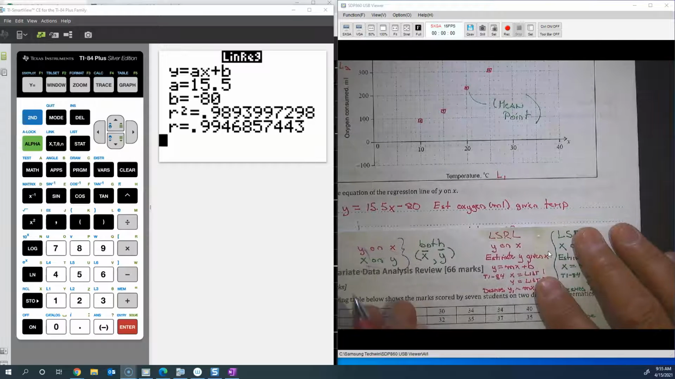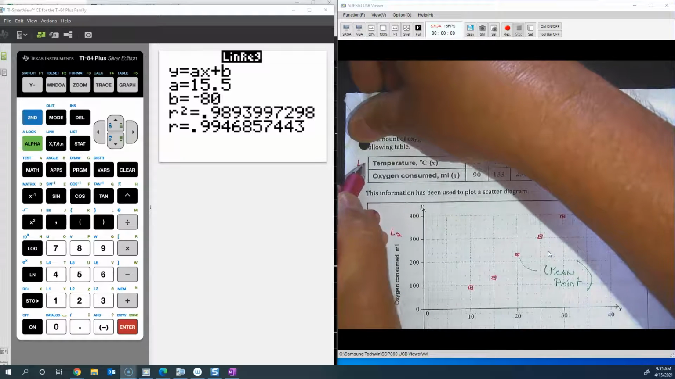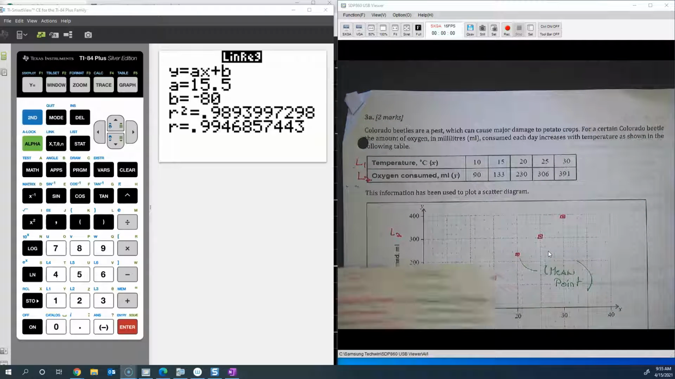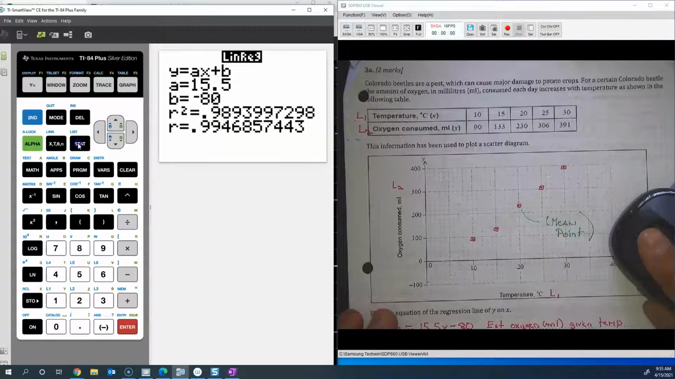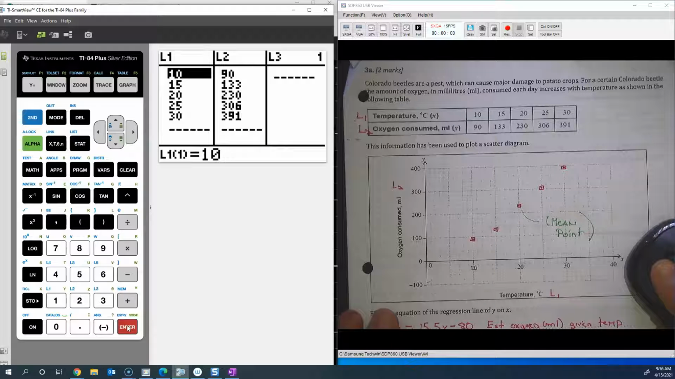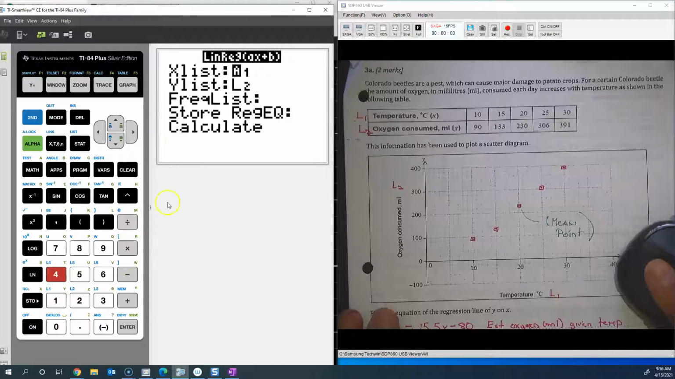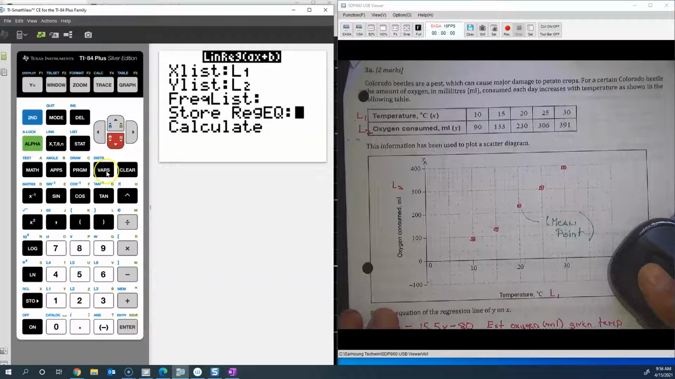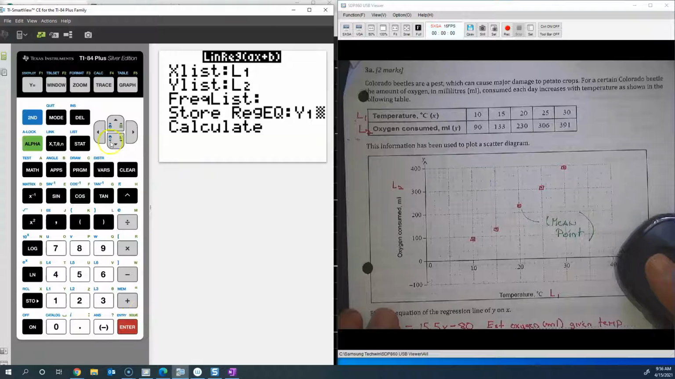Okay, so I'm going to make my x values L1 and my y values L2. So when I put these into my calculator, this is going to be L1 and this is going to be L2. That's what I did right here. If I go to stat, I already have those put in. Then I'm going to go to calculate, number 4, and they're already set up: X is L1, Y is L2. I'm going to put the regression equation in Y1, so variable, function, Y1, and then I'm going to calculate it.